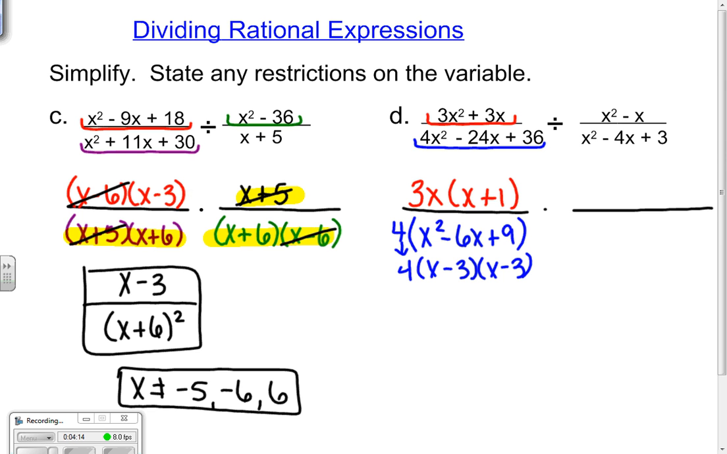On the top of the second fraction, if I start by taking out an x, I'm left with an x minus 1. Ooh, just kidding. Wrong place. I have to flip that. That goes on the bottom.